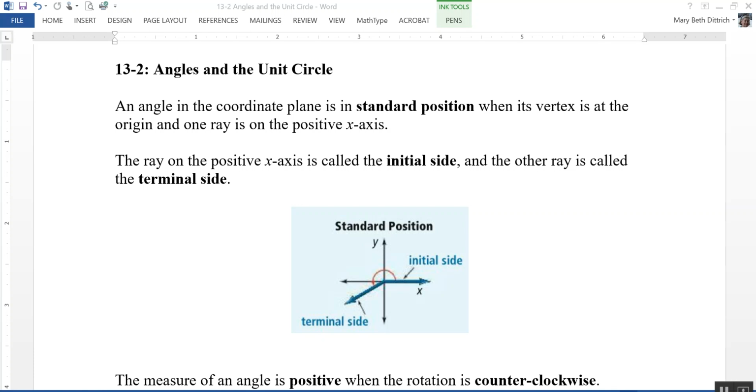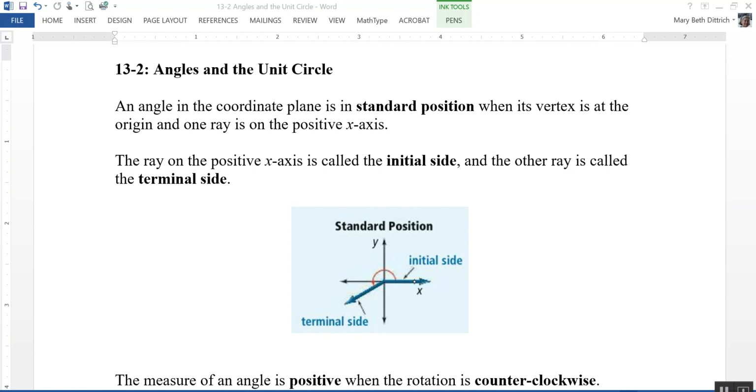Section 13.2 is on angles in the unit circle. An angle in the coordinate plane is in standard position when its vertex is at the origin and one ray is on the positive x-axis. The ray on the positive x-axis is called the initial side and the other ray is called the terminal side. Here's a diagram from your textbook.